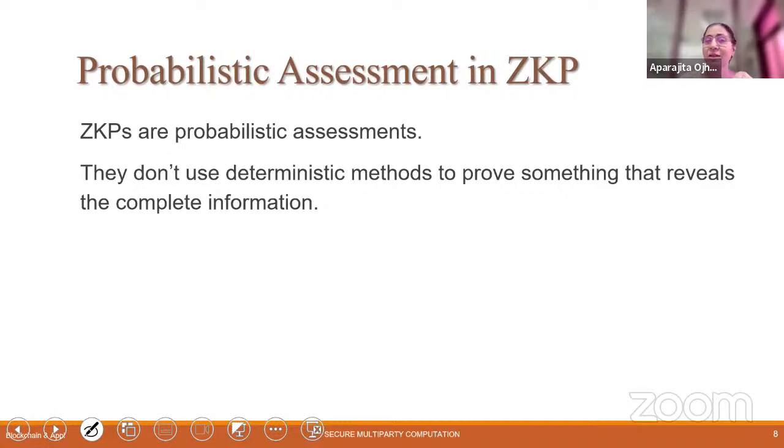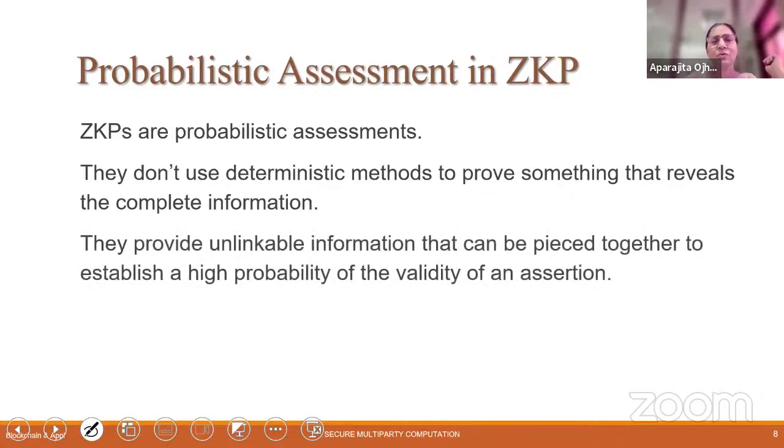And the verifier will verify n number of times. So maybe 99.9% accuracy you get, the prover will get, and so the verifier will get convinced. So they don't use deterministic methods to prove something that reveals the complete information.